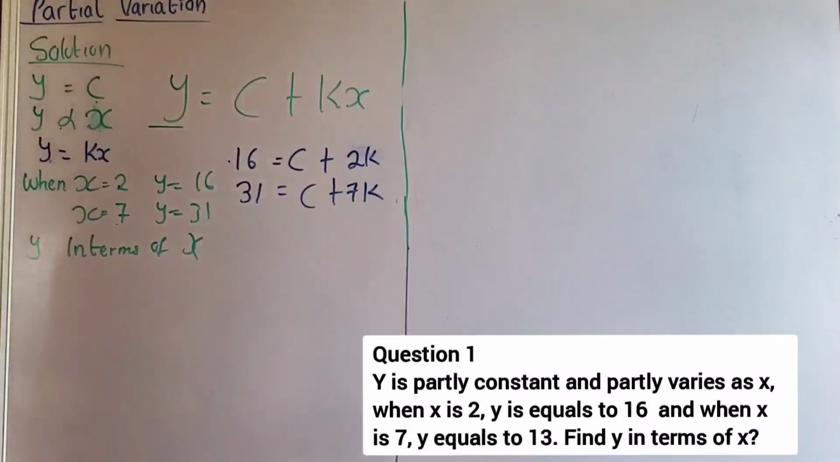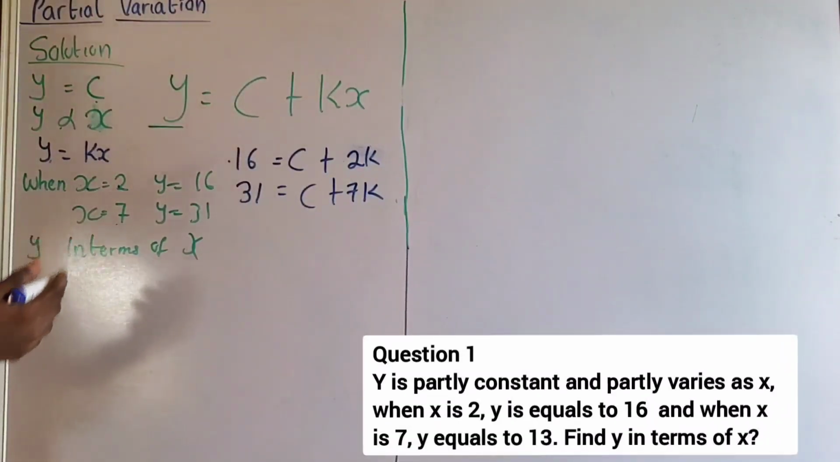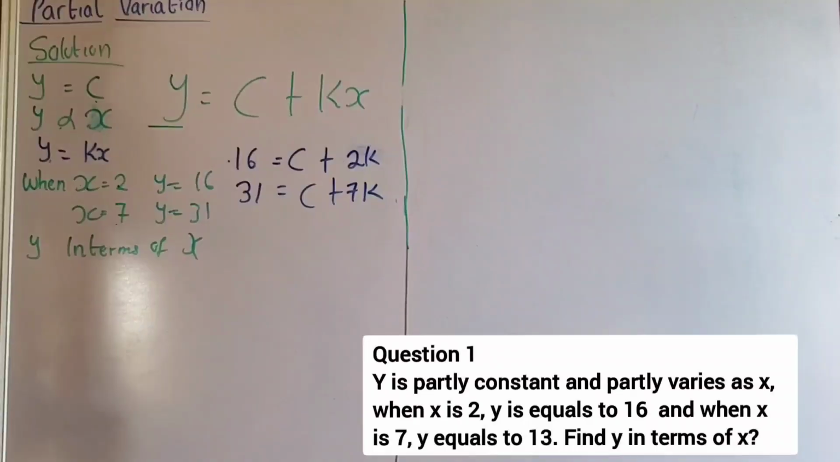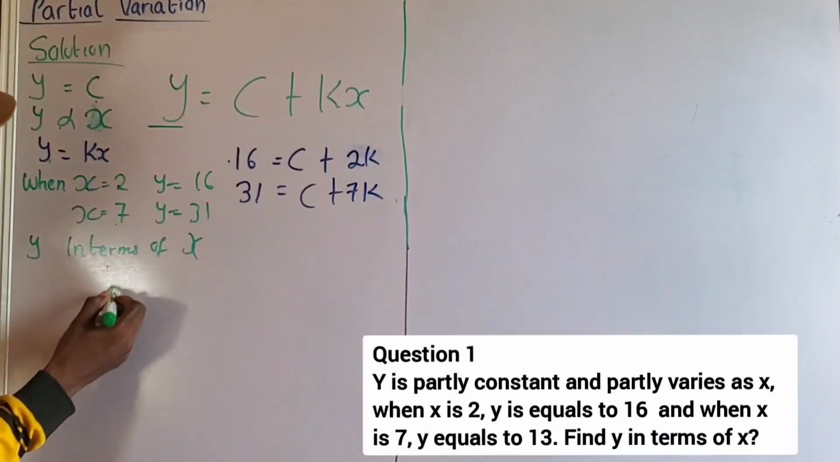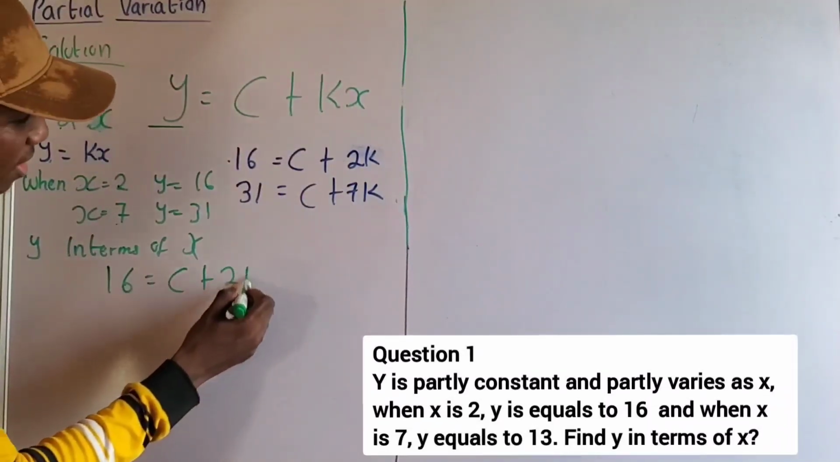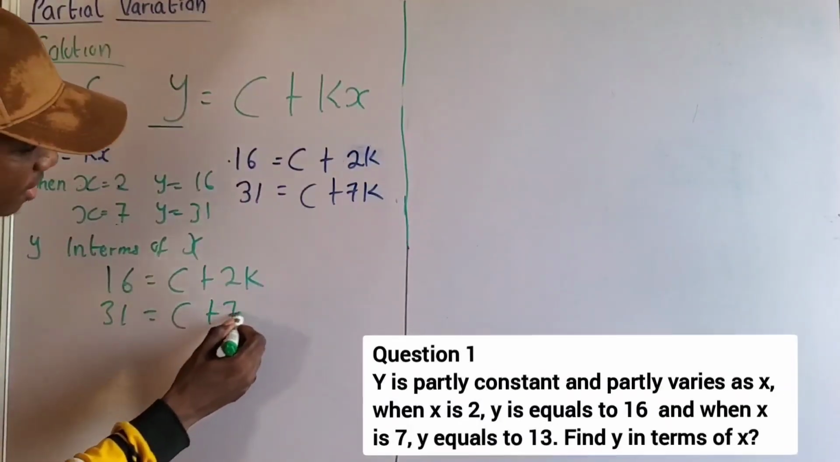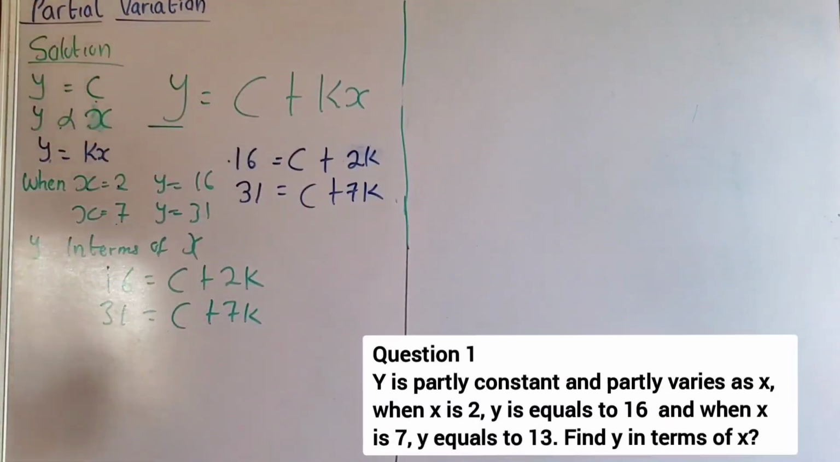So you can see now that you still need the knowledge of simultaneous equations in this concept, partial variation. If you were not part of the previous classes that I've already done here, make sure you watch those classes. You can check the playlist. Now let us proceed to solve these equations simultaneously to get the value of c and k. For this, I'm going to have 16 equals c plus 2k, and 31 equals c plus 7k. Now, listen to me carefully.